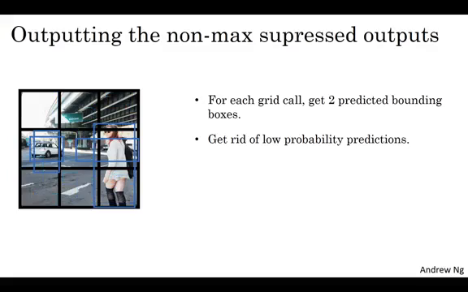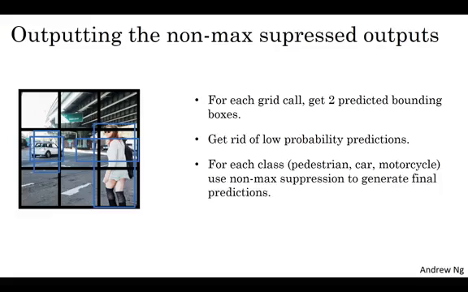And then finally, if you have 3 classes you're trying to detect, pedestrians, cars, and motorcycles, what you do is, for each of the 3 classes, independently run non-max suppression for the objects that were predicted to come from that class. So use non-max suppression for predictions of the pedestrian class, run non-max suppression for the car class, and run non-max suppression for the motorcycle class, so you run that basically 3 times to generate the final predictions. And so the output of this is hopefully that you will have detected all the cars and all the pedestrians in this image.